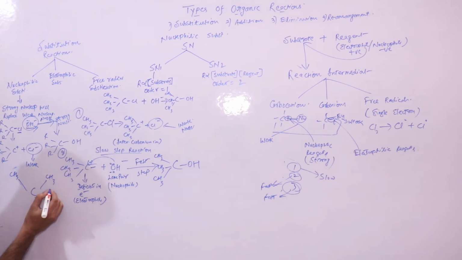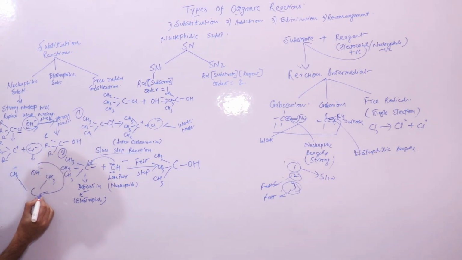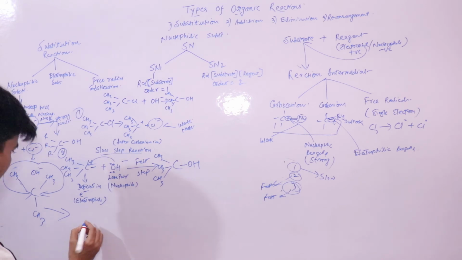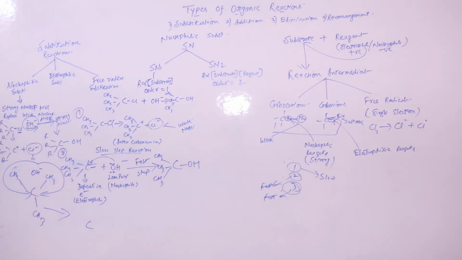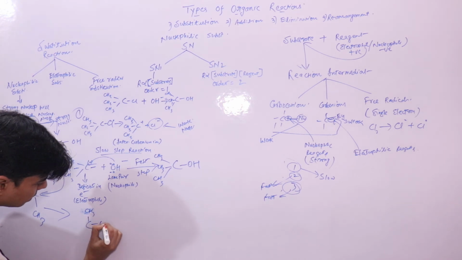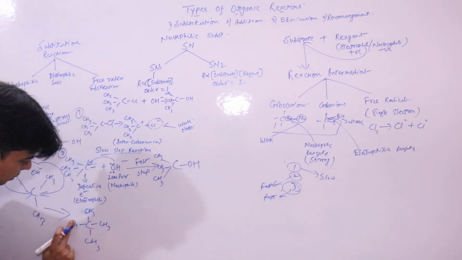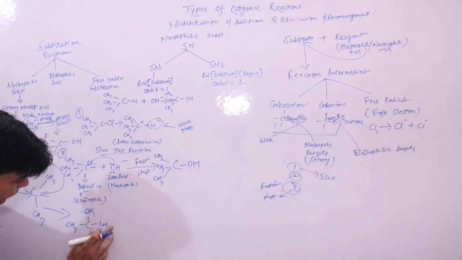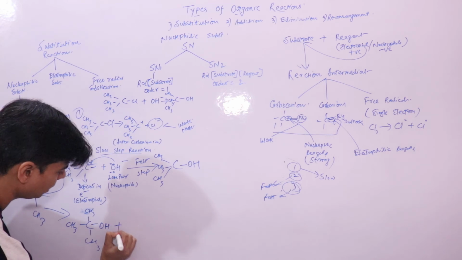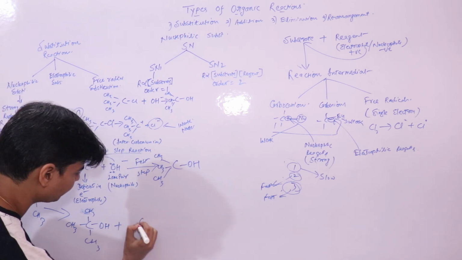It can be attacked from here. This OH ion can attack it from this side as well as from this side. So what it will result into is this kind of a molecule. Since it can attack from either side, it can attack from this side to form this product, and it can attack from this side to form this product.